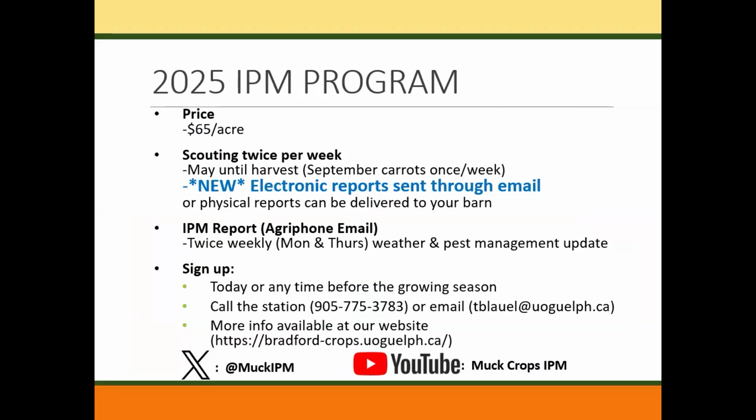So in terms of the IPM program for this coming year, the price that we're looking at for scouting per acre is $65. We are still continuing to scout twice per week throughout May until harvest. After August, the carrots will be scouted once per week throughout September.